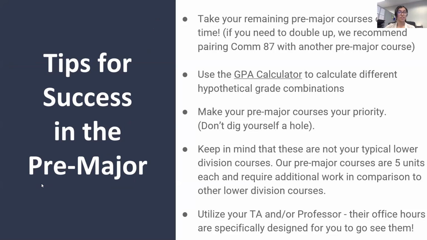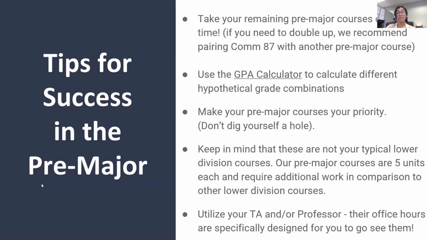All right, so here are some tips for success in the pre-major. In order to be successful in the pre-major, we do urge all of you to take your pre-major courses one at a time. Once again, following this advice will highly increase your chances of excelling and meeting the 3.0 GPA requirement. There is a UCSB GPA calculator that you can use to track your pre-major GPA and calculate hypothetical grade combinations, and it's super helpful.